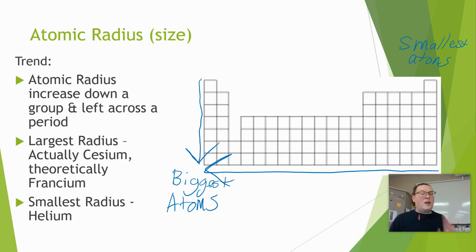So the largest radius is actually cesium. Theoretically, it should be francium, but francium is so radioactive it doesn't exist for long enough for us to do any experiments on it and figure out how big it actually is. But theoretically, francium, because it has another energy level, should be bigger than cesium. But for practical purposes, we say the largest atom is cesium. The smallest radius is going to be helium. No exception for that one.